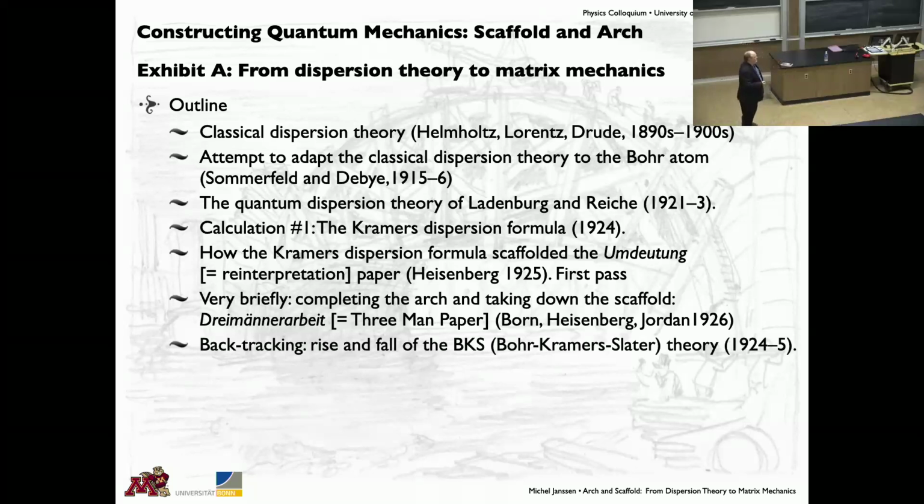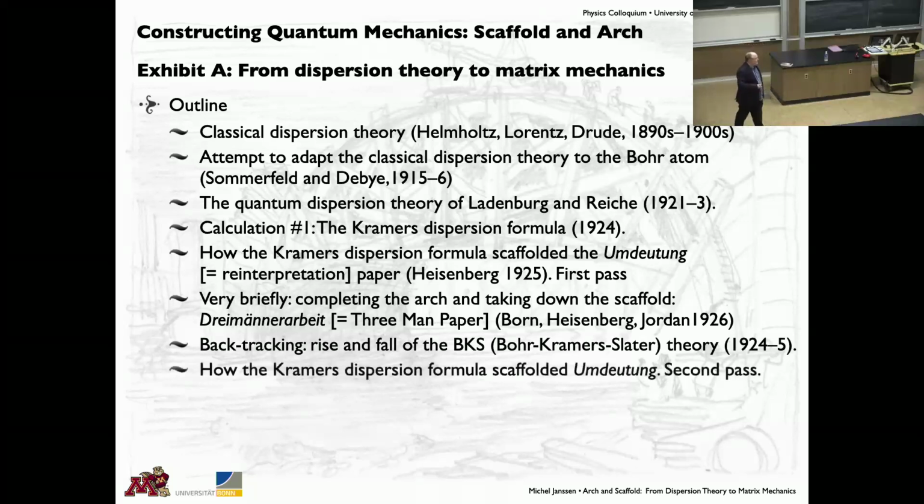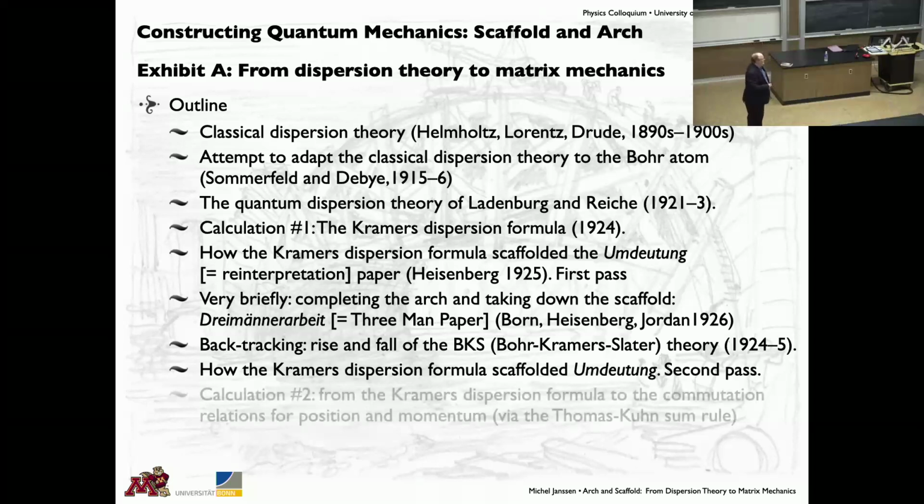But I'll backtrack a little bit because I want to look at another road that leads into the Umdeutung paper, and that is the infamous Bohr-Kramers-Slater or BKS theory that flared up and died quickly in 1924. I'll show how that also was important in Heisenberg's thinking to come up with the theory. But I'll argue that the sense in which it was important was almost entirely through dispersion theory. So in many ways, this BKS theory was a bit of a sideshow. But it's important for the historical understanding, what was up with that.